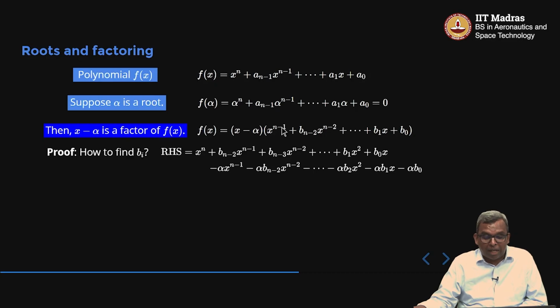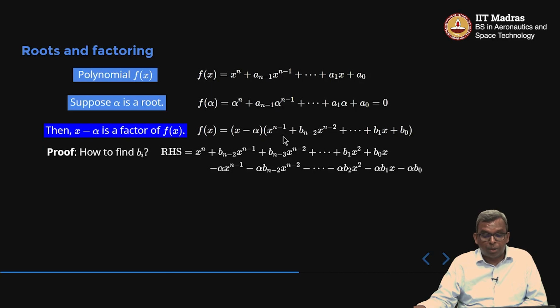You see x^n will show up, and then there'll be 2 terms for x^(n-1), right? x into this will give you x^(n-1). Alpha into this x^(n-1) will give you x^(n-1). So you have 2 such things, till you go to x, you have 2. And then finally, you will have a constant, which is only 1 term, minus alpha b0. So this is the product on the right hand side.